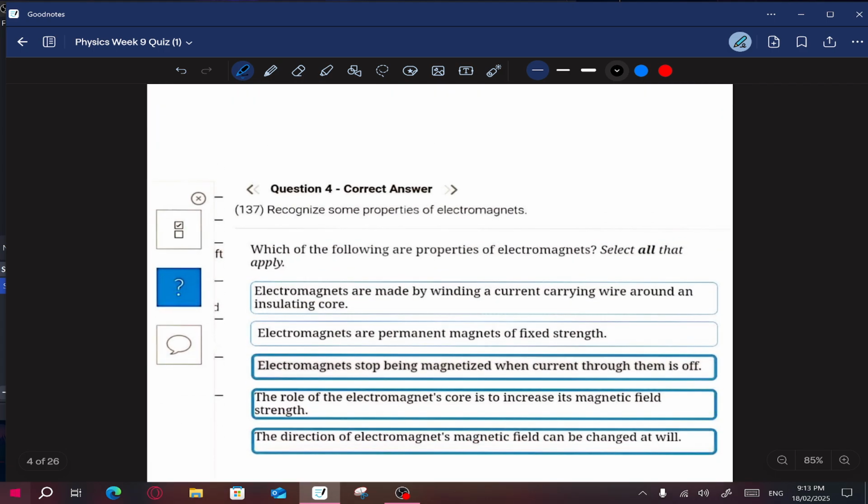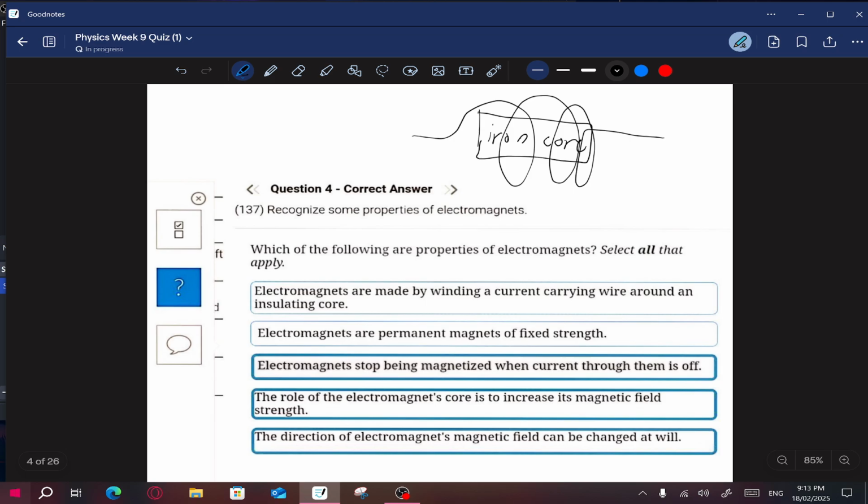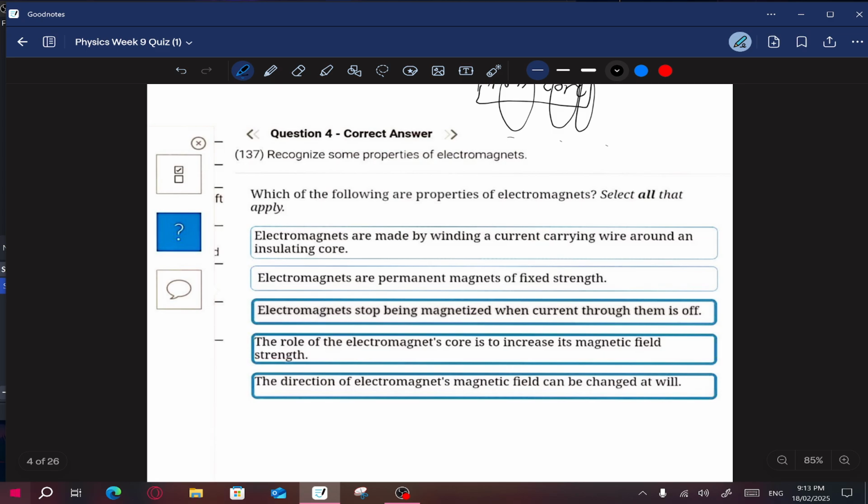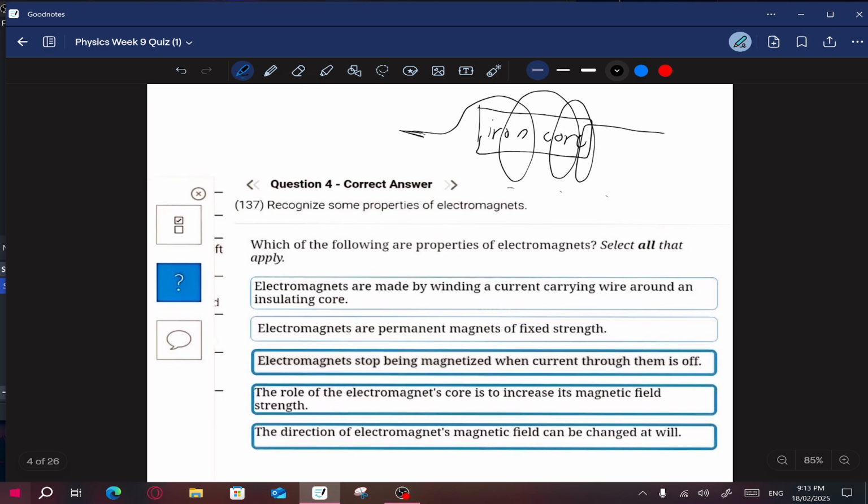There we go. Okay. Here we're talking about electromagnets. Let's draw out an electromagnet first of all. So, an electromagnet is a series of coils wrapped around an iron core. It is like this. This would be a weak electromagnet because it doesn't have that many coils, sorry. Electromagnets are made by winding a current carrying wire. This is correct, again, because this wire is supposed to carry current. That's what an electromagnet is. Around an insulating core. This is wrong, because it is a conductive core.